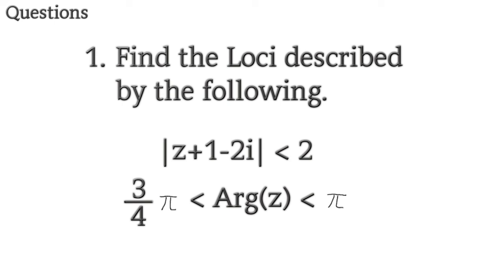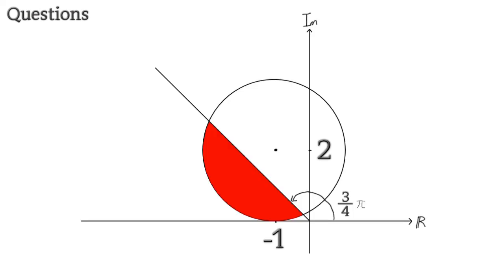So find the loci described by both of these equations. I will give you about 5 seconds to pause and do whatever you need to get these done. And make sure you plot it on an Argand diagram. So in 5, 4, 3, 2, 1, and there we go.